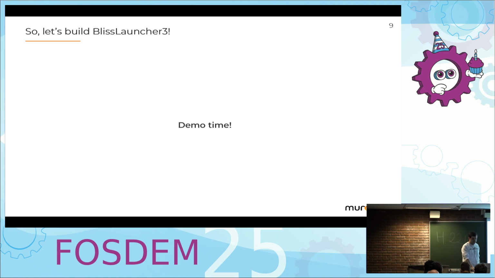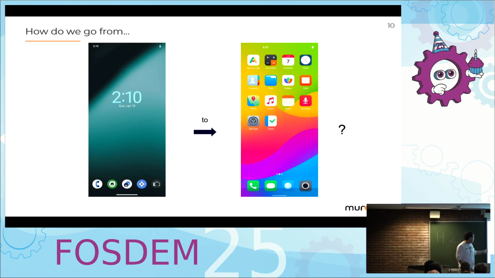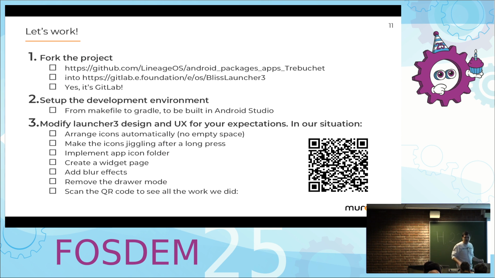So how did we proceed? How did it go from Launcher3, which has its own design, to something more similar to iOS, and what we intended to do for our users? Well, and I'm sorry for one of the talks we had before, we forked the project. Sorry about that. So we forked the Trebuchet project, which is itself a fork of Launcher3, into our GitLab repository. And yes, it's GitLab, it's not Gerrit. At Murena, we mostly rely on GitLab for now. So that's why it has been forked on our GitLab.